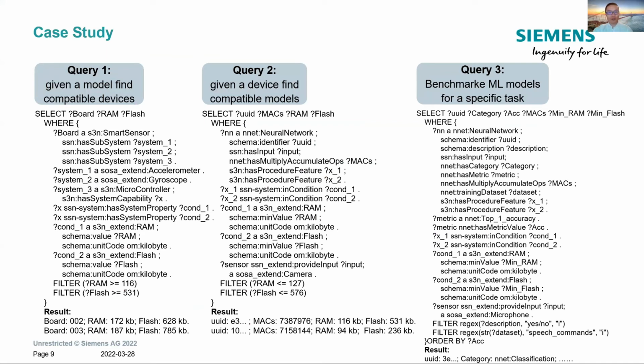And with that knowledge graph created, we can actually do a lot of interesting things here using SPARQL queries. For example, query 1, we can use it to find compatible devices given a model. As for query 2, given a device, we can find compatible models. And for query 3, we can use it to benchmark machine learning models for a specific task. Of course, I know these queries are not understandable for most of the tinyML developers.